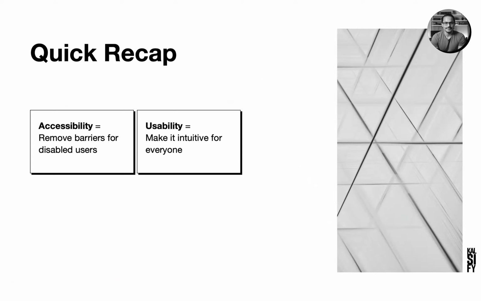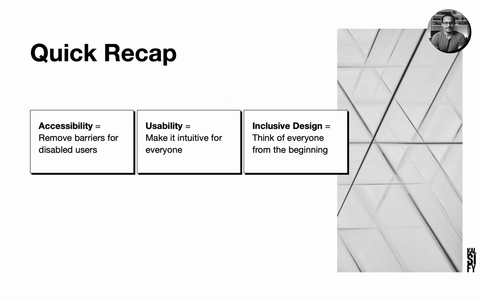Alright, let's tie it all together. If you remember nothing else from this conversation, remember these 3 big ideas. Accessibility is about removing barriers, so people with disabilities can fully use your product. Usability is about making things simple, smooth, and frustration free for everyone. Inclusive design is about thinking of everyone from the beginning so you're not playing catch up later. So, why does all this matter? Because when we get these three pieces right, we're not just designing for some people, we're designing for everyone. And honestly, that's the goal, right?